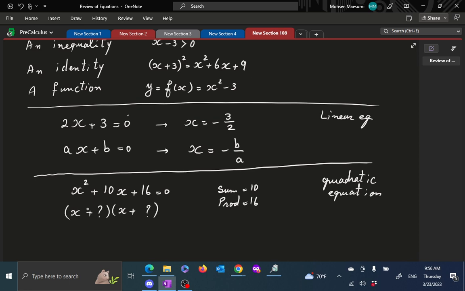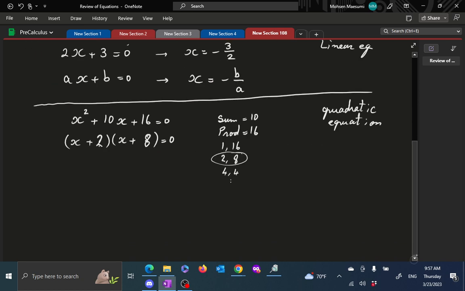So we say if the product is 16, it could have been 1 and 16, could have been 2 and 8, and could have been perhaps 4 and 4, and so on. And then we ask which one of them fits the bill of having the sum equal to 10, and of course 2 and 8 are the candidates here. So I get 2 and 8, and we double check to make sure everything fits. So yes, I do get x squared and 10x and 16, and then I'm all set.